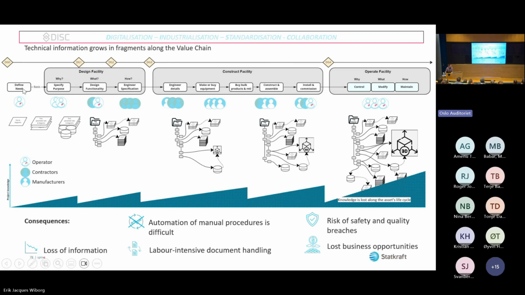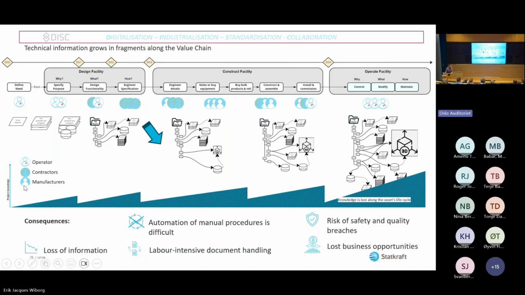You'll start by defining an idea, and then you'll do the design, and then your construction, and then your operation. Full life cycle. As you go through the different steps, you will be creating information, documentation, and it will stack up. And then it will change nature as you go along, and it will stack up even more, and you'll have more and more complex systems.